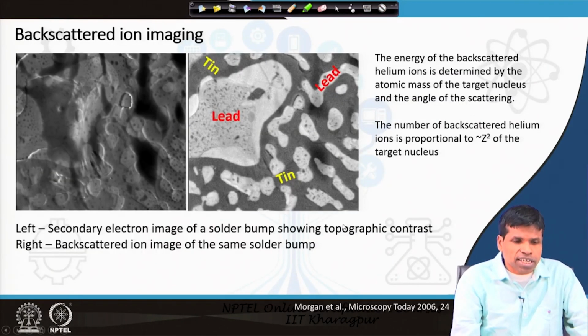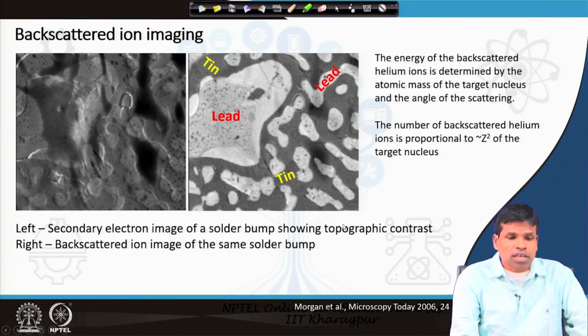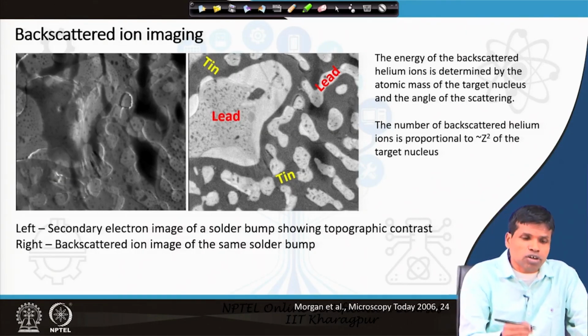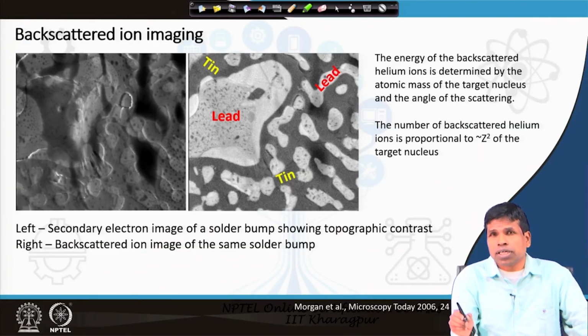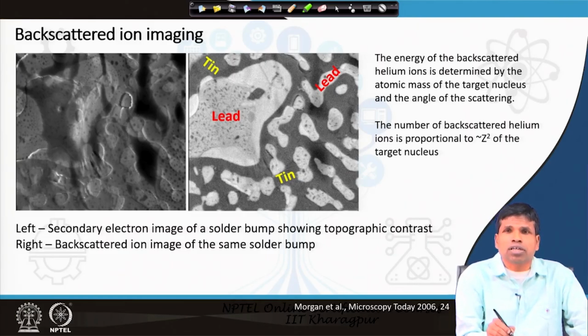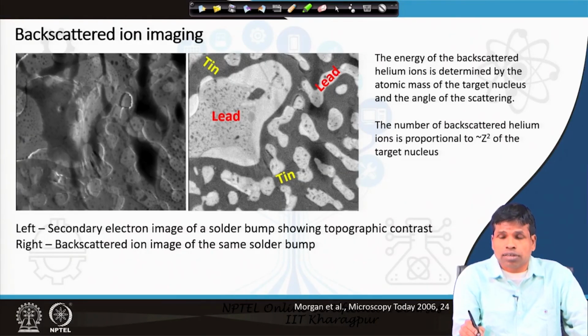This is ion channeling contrast, then backscattered ion imaging. Like backscattered electron imaging, we can also use the backscattered ions, though the yield of backscattered ions is less, but that still can be utilized for imaging purposes. As I have talked about before, the range of the backscattered ions with different atomic numbers varies over a much wider range in the helium ion microscope as compared to the scanning electron microscope.